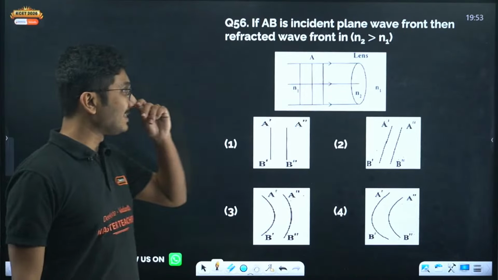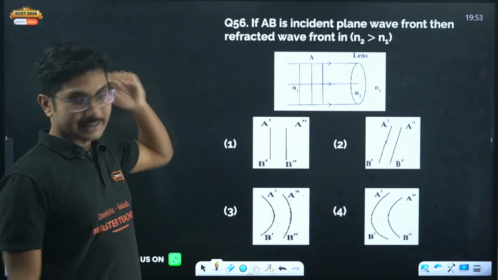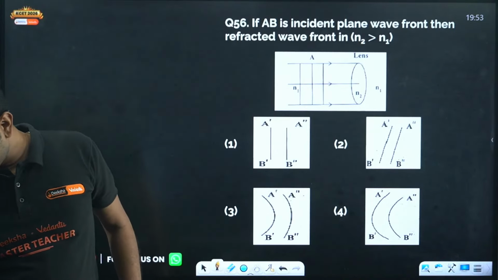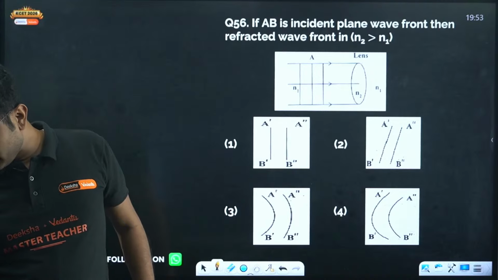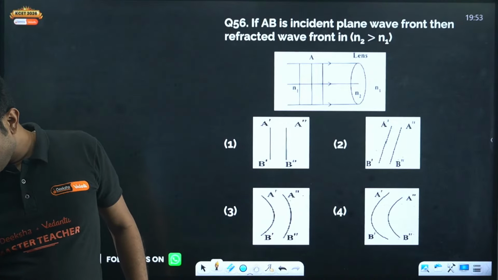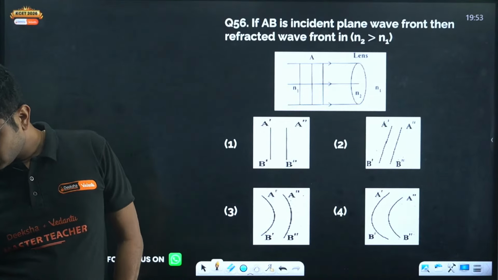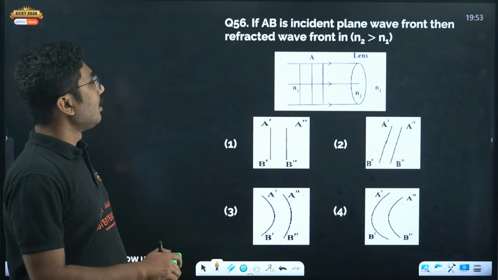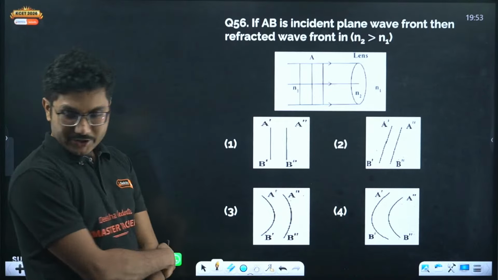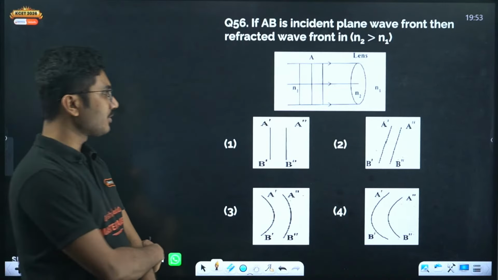Now this question is interesting. If AB is incident, you will answer this question. Harish Chavan, I already repeated. If AB is incident, Krishan Gowda is saying C, option C.